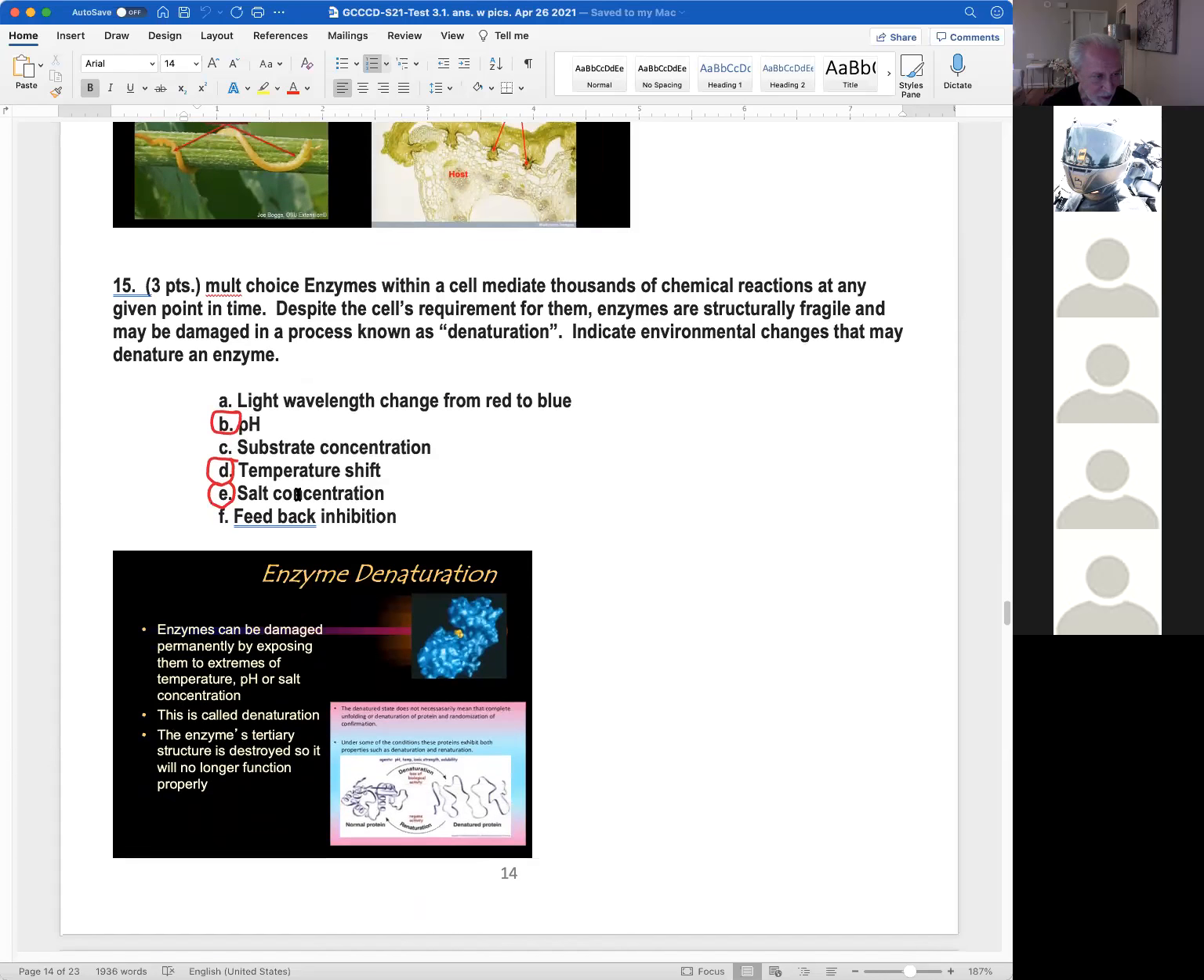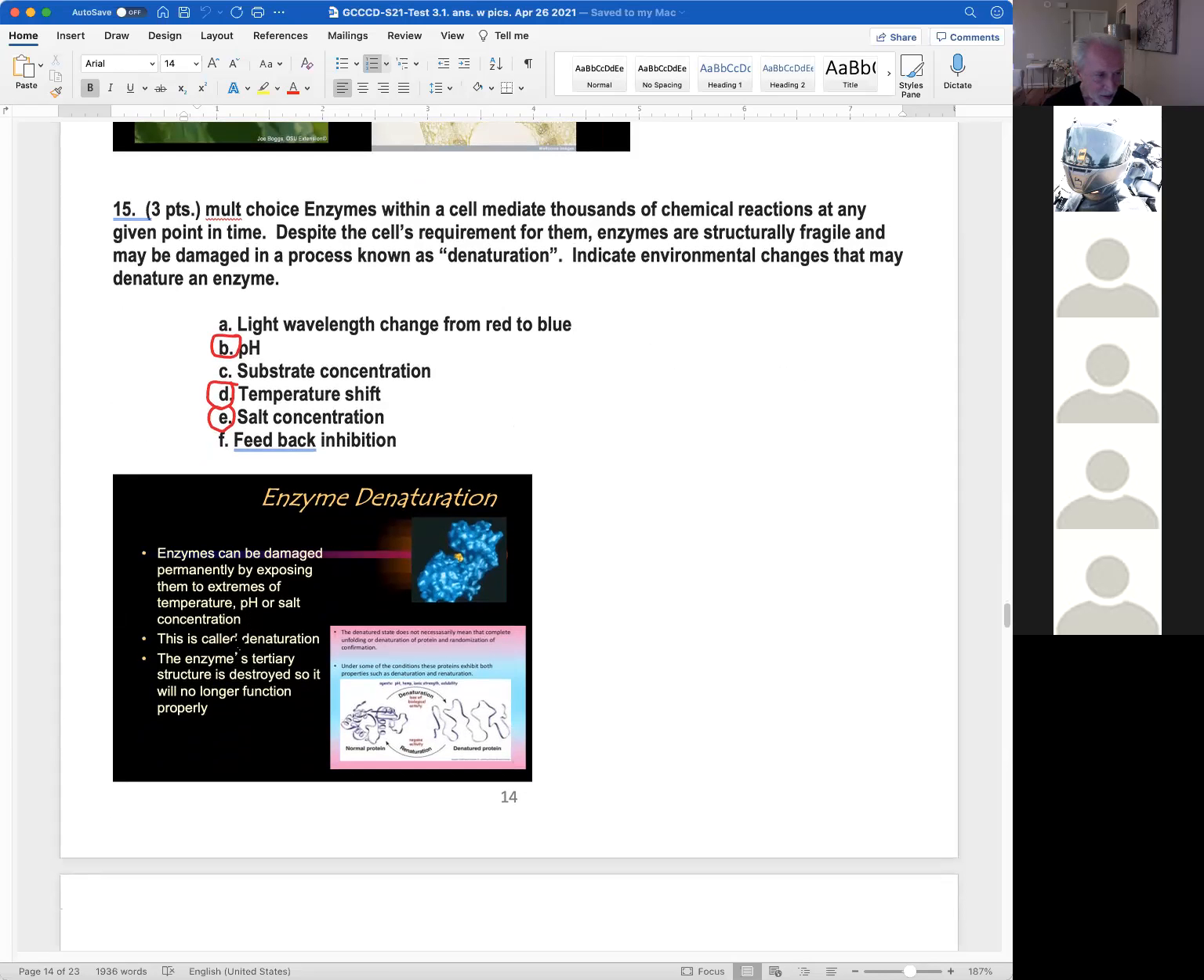There are numbers of slides in the set that relate to this question. I chose just one to illustrate it, where it says in words, temperature, pH, and salt concentration. And it illustrates here a normal protein with its tertiary structure intact. And if it's abused by high pH or temperature or ionic strength, the tertiary structure will break down to just a linear polypeptide, which has no enzymatic activity at all.